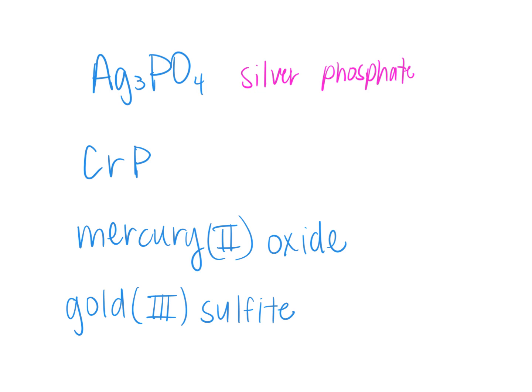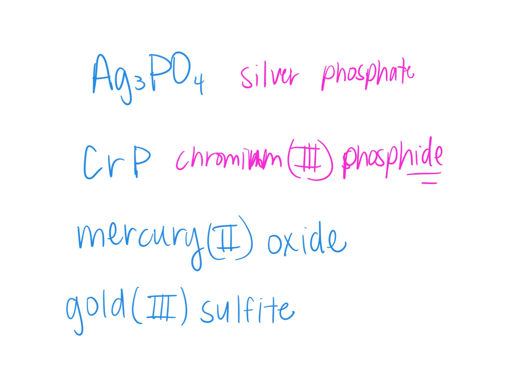CrP. What do we think? Chromium 3. And then what'd you say? Phosphide. Very good. How did we know it was phosphide rather than phosphate? What's different between phosphide and phosphate? Yeah, it's not a polyatomic. It's just the element by itself, which means it has to end in IDE.